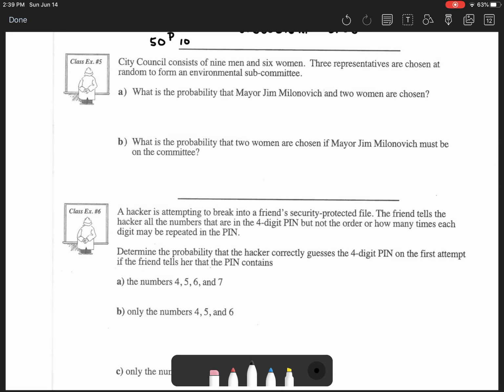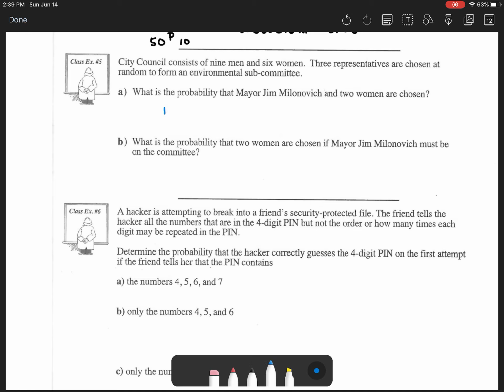Class example 5. City council consists of 9 men and 6 women. 3 representatives are chosen at random to form an environmental subcommittee. What is the probability that Mayor Jim Milanovich and 2 women are chosen? So again, here order does not matter. Okay, there is no head of the committee, president, vice president, secretary, treasurer. Okay, just again on the committee, not on the committee.